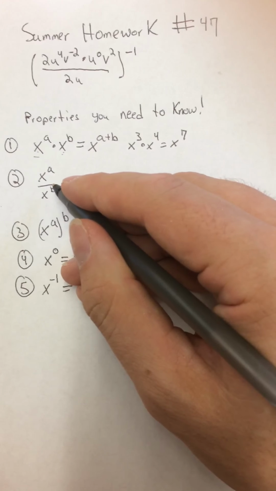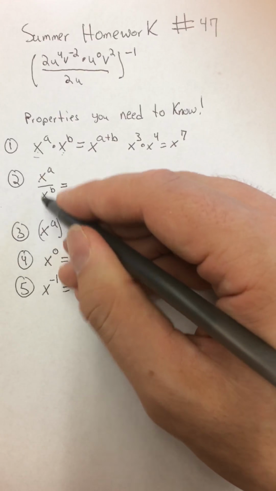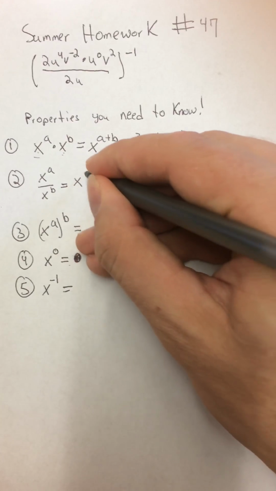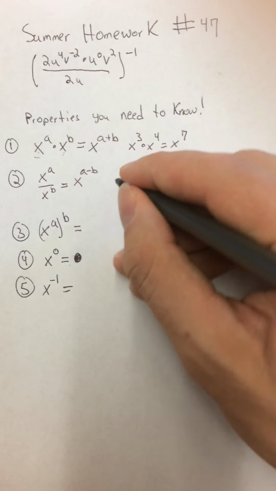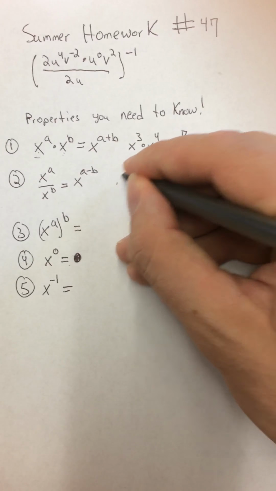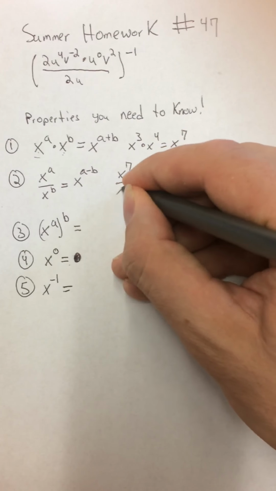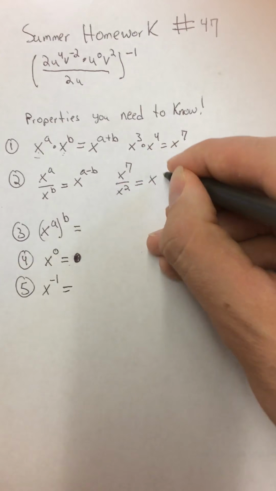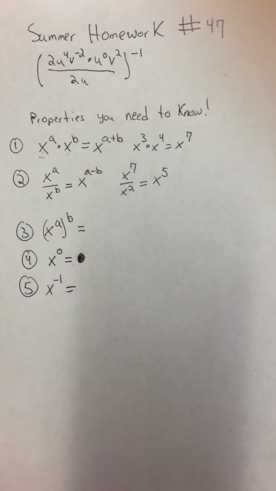The next one you need to know is that if you have two exponentials that are dividing and they have the same base, you can rewrite it as x to the a minus b. So for instance, if you have x to the seventh divided by x squared, that's equal to x to the 7 minus 2, which is 5.